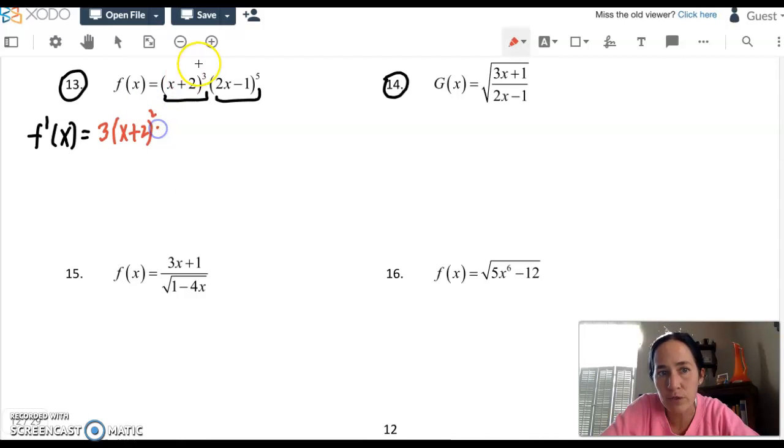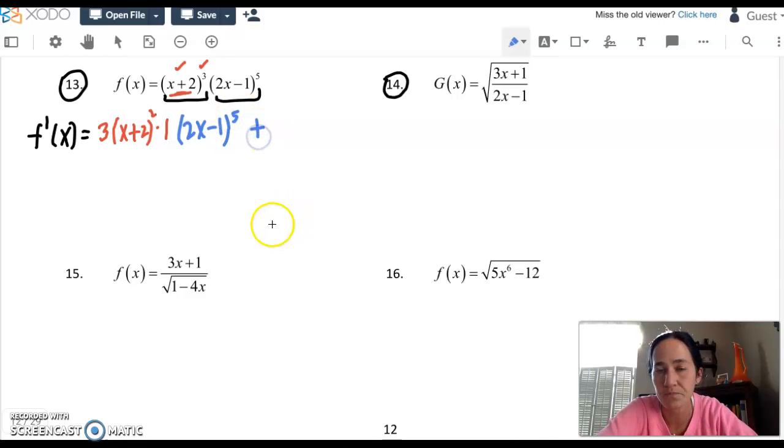Then we think, okay, we dealt with the cubing. How about we deal with the inside? Inside derivative is just 1, so you don't even really have to write it. You can multiply by 1. So that's f prime. Now we write g normal. Okay, so this is times 2x minus 1 to the 5th, unchanged. Product rule this time, I'm used to writing a plus in the middle of it, unlike the quotient rule.